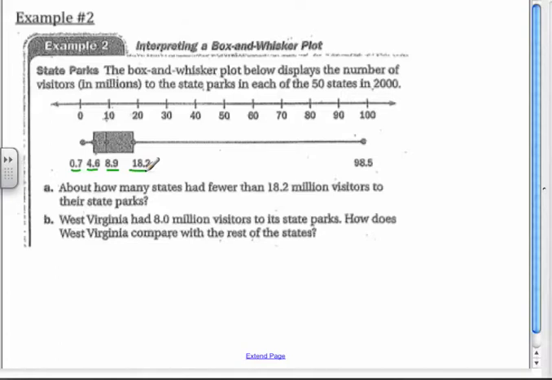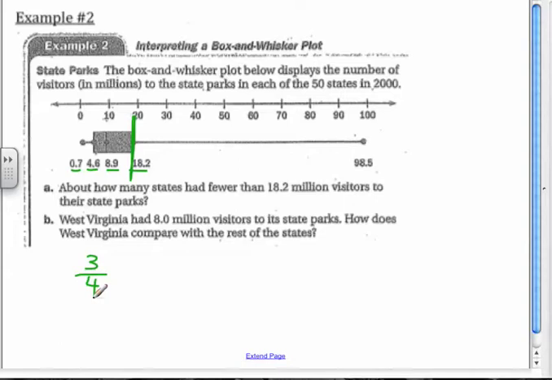Now, it says about how many states had fewer than 18.2 million visitors to their state parks. Now, guys, you're going to see that 18.2 million is the upper quartile. Of the 4 groups, of the 4 quartiles, how many quartiles are below that number? 3, right? Okay, so 3 of the 4 quartiles are below 18.2 million visitors. That means that 3 out of 4 states are less than 18.2 million visitors.